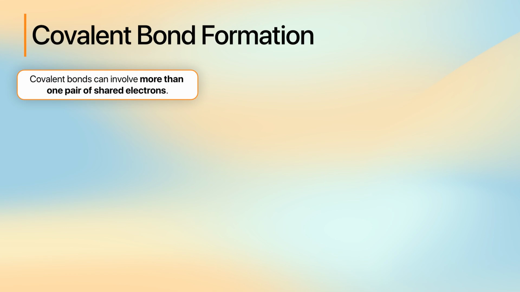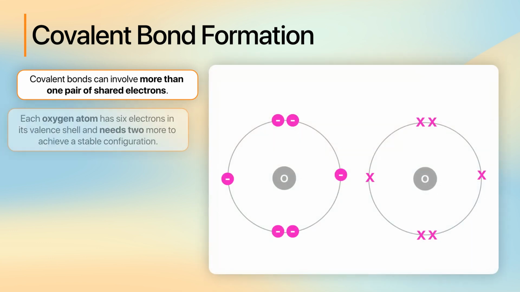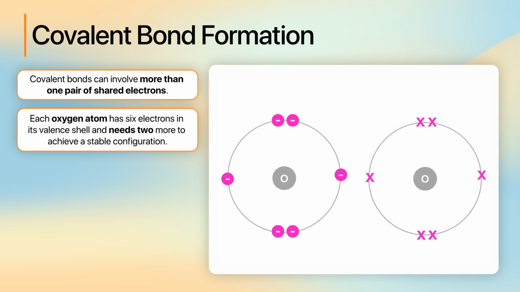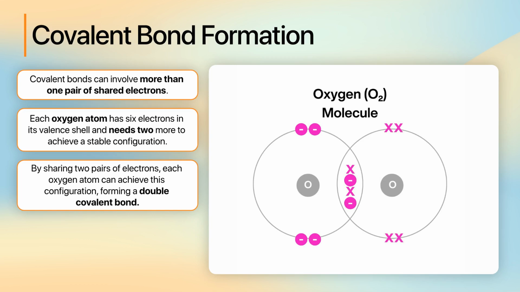Covalent bonds can involve more than one pair of shared electrons. For instance, let us examine oxygen gas, O2. Each oxygen atom has 6 electrons in its valence shell and needs 2 more to achieve a stable configuration. By sharing 2 pairs of electrons, each oxygen atom can achieve this configuration, forming a double covalent bond.